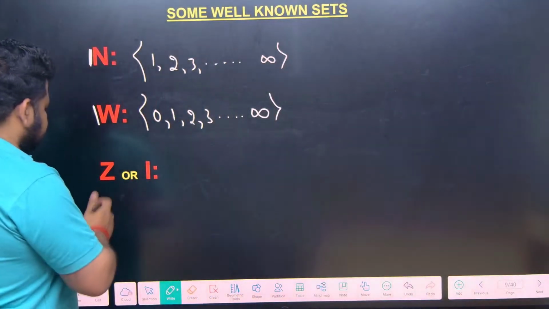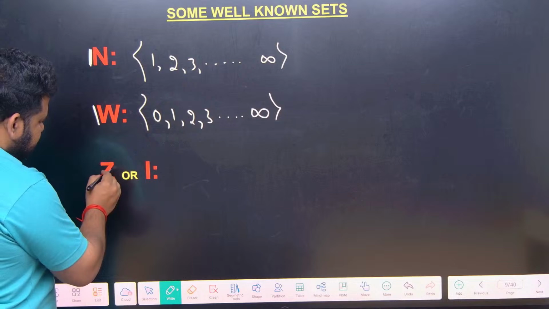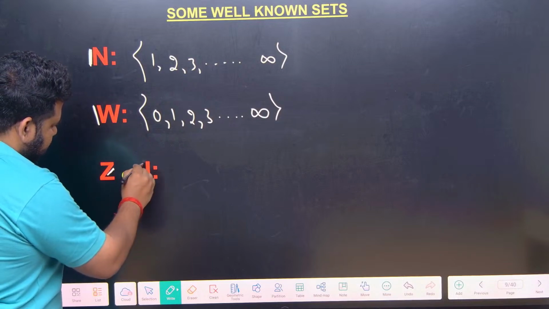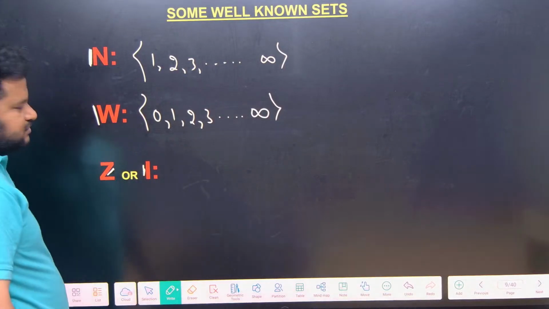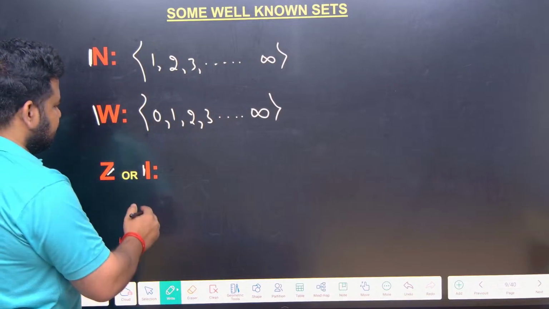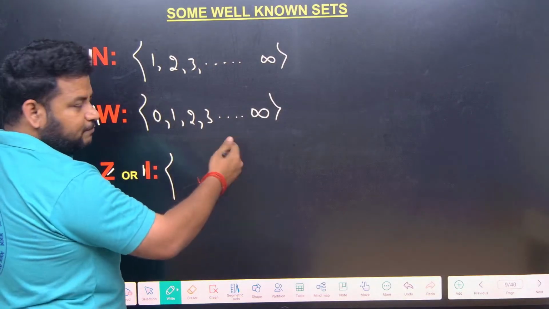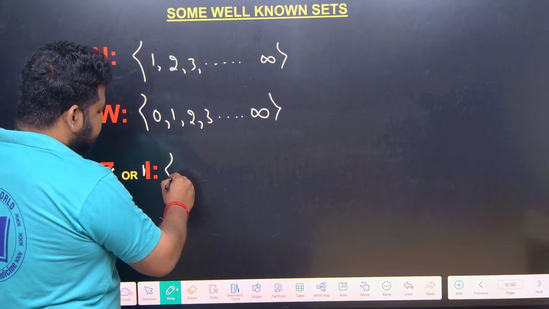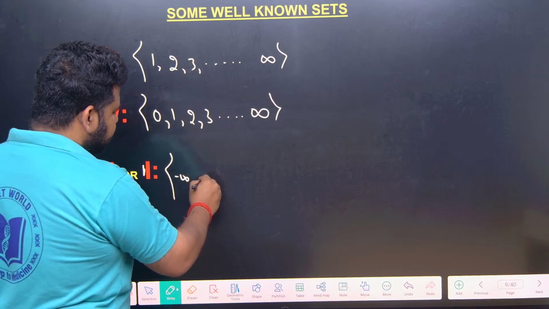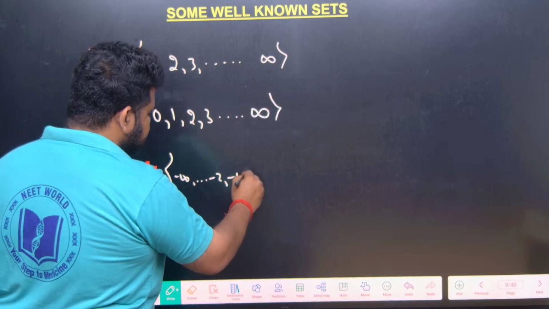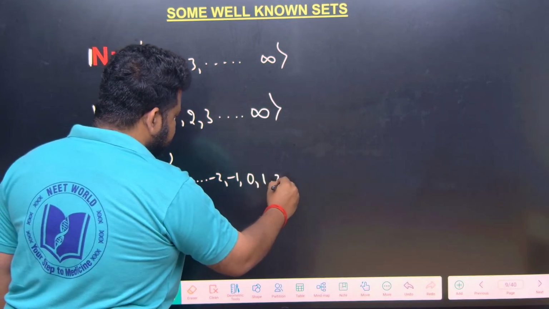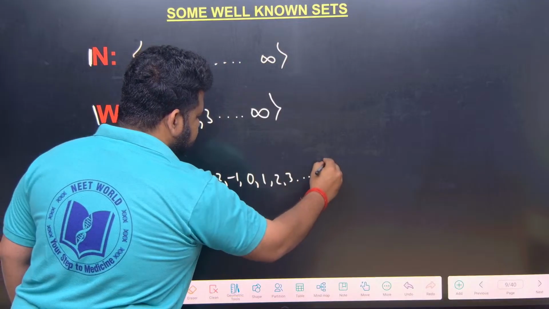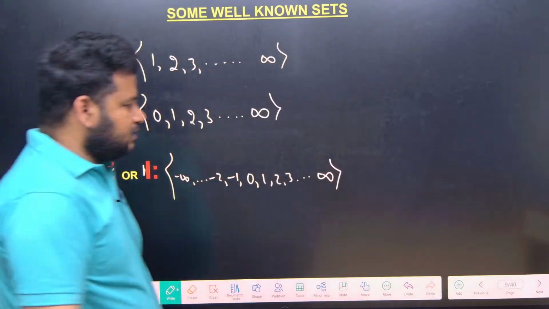Now when it comes to this Z, we usually write it like this or like this. This is the set of integers. That means 0, 1, 2, 3, the positive numbers, along with the negative numbers. I can write it as minus infinity, minus 2, minus 1, 0, 1, 2, 3 up to infinity. This is the set of all integers.